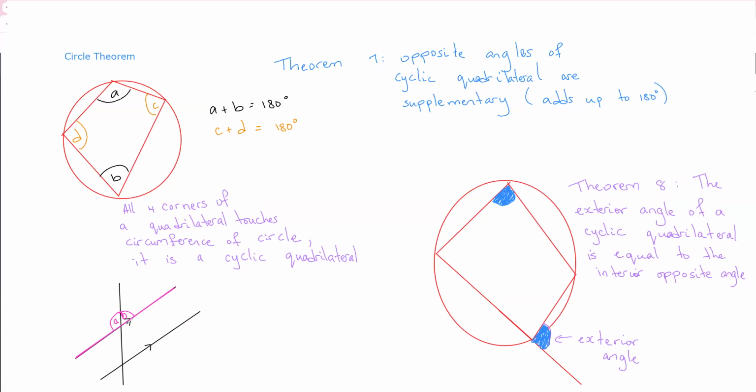So if I have a straight line, no matter how many times it's cut, once I add up all of the angles, they must add up to 180 degrees because it's a straight line. Right? So that's the reasoning.